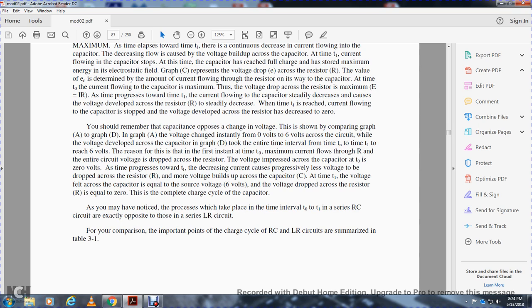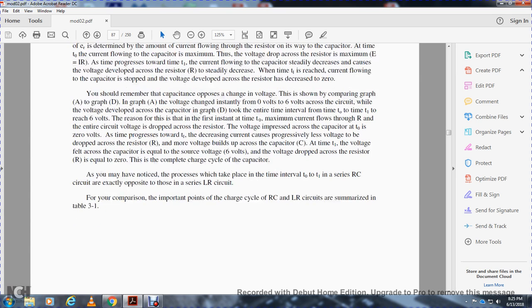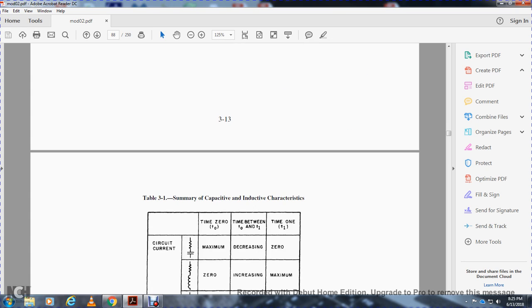You must have noted that the process which takes place from time zero to time one in the series resistor-capacitor circuit is exactly opposite to that of the inductor-resistor circuit. For comparison, the important points of charging the resistor-capacitor circuit are summarized in Table 3.1.